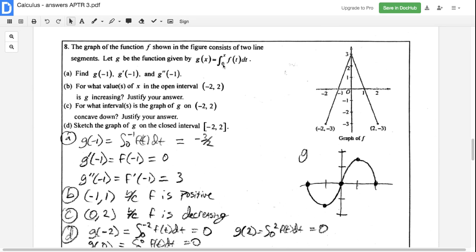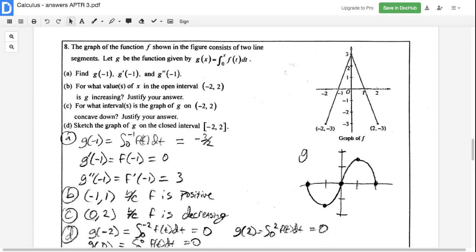So remember, we're starting from 0. If I go from 0 to negative 2, notice that both of these are the same. So that means they're going to cancel out, and g of negative 2 is also going to be 0. And notice when I go from 1 to 2, both of these areas are going to cancel. So that means g of 2 is also 0.